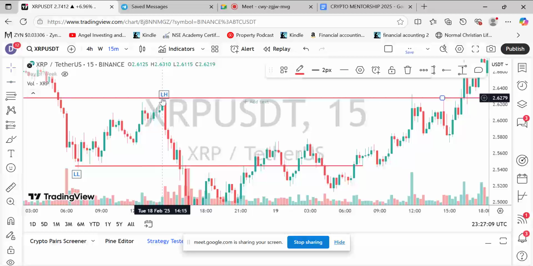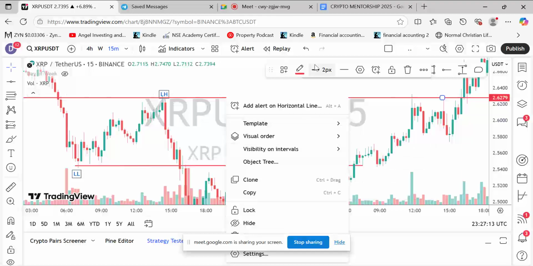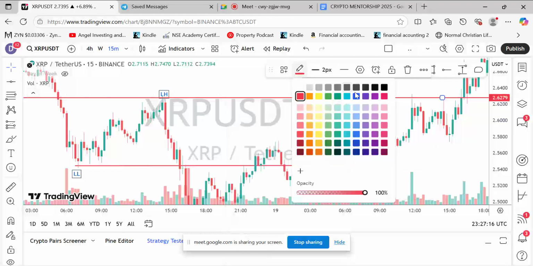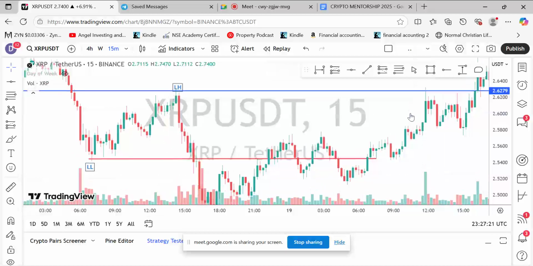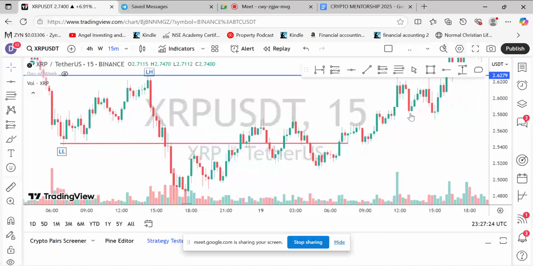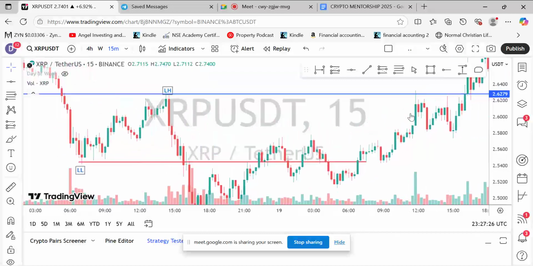How do you know when to enter? This was the last lower high around this place. Okay. So we want the market to break it. We want the market to break it before we can confirm. So now, once the market breaks this structure on the 15 minutes, you can see that here it tried to break it, it couldn't break it.